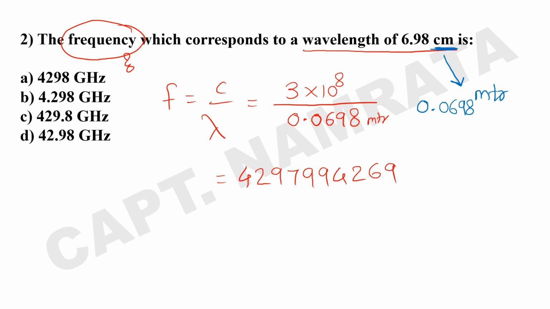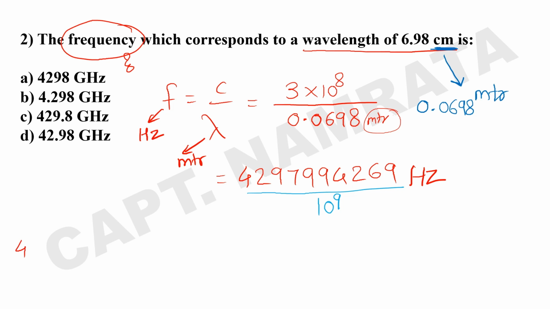How do we decide the unit for this? Again, if wavelength is taken in meters, frequency by default will come in hertz. Since we have converted wavelength to meters over here, the unit which we will apply for this final answer will be hertz. But we do not want the answer in hertz. How do we get it in gigahertz? Again, if you remember the conversion table, you can straightaway divide it by 10 raised to 9. Or we can go for step by step conversion.